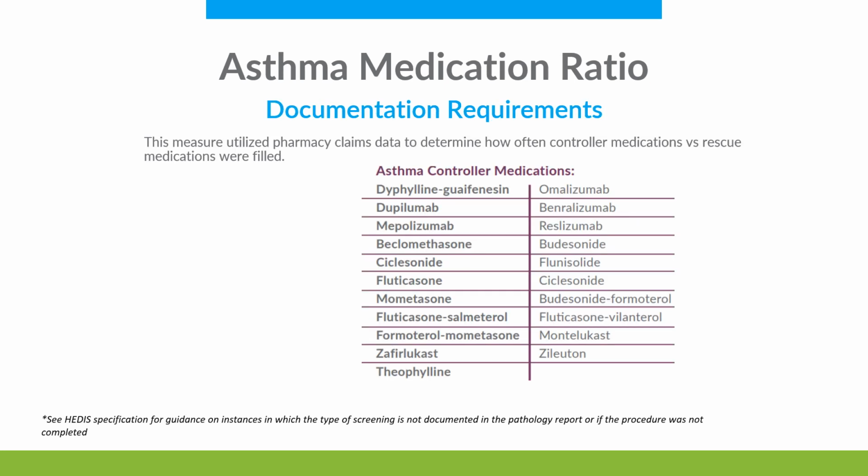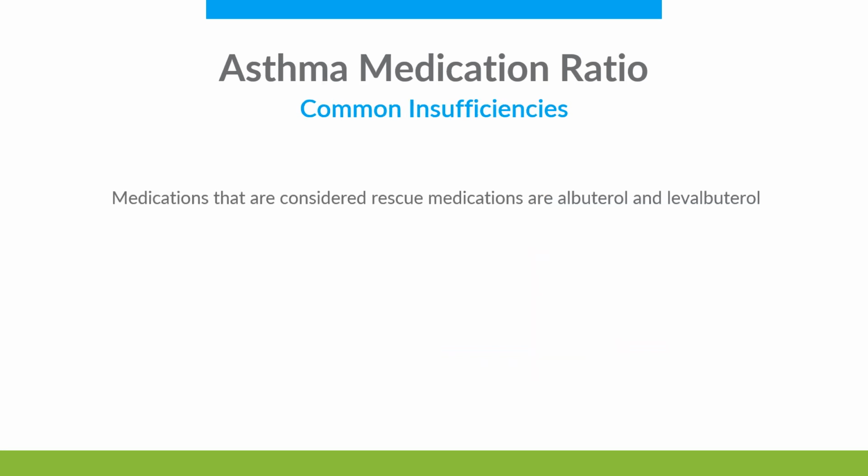This pharmacy measure utilizes pharmacy claims to determine how often controller medications versus rescue medications were filled. In this chart over here, you see a list of asthma controller medications that you can use as a reference when referring to these pharmacy claims. Please keep in mind that medications that are considered rescue medications are albuterol and levoalbuterol.